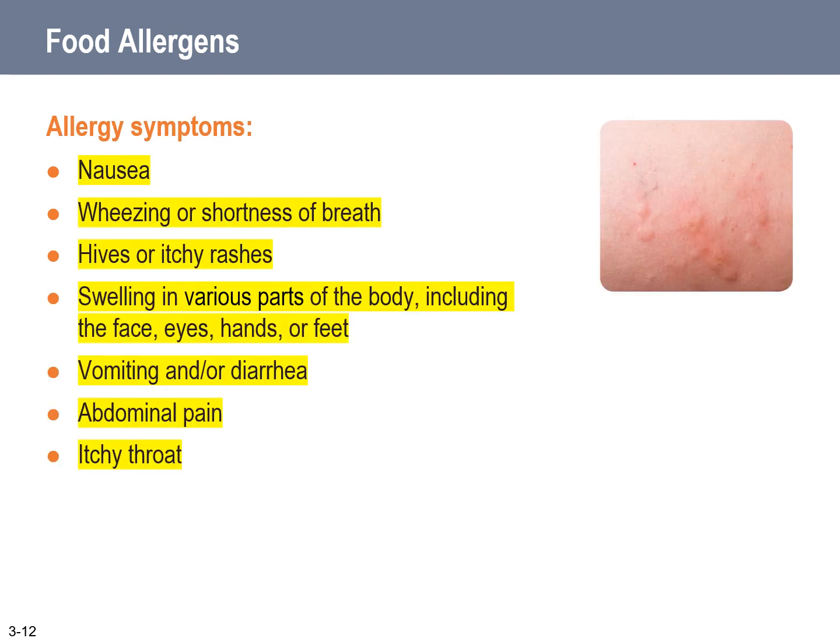So what are some allergy symptoms? Nausea, wheezing or shortness of breath, hives or itchy rashes, which is shown in the picture, swelling in various parts of the body, which usually includes the face, eyes, hands or feet, and lips. You can have vomiting or diarrhea, or you could have both. You could have abdominal discomfort, and you can have an itchy throat. You could have some, or you could have all.